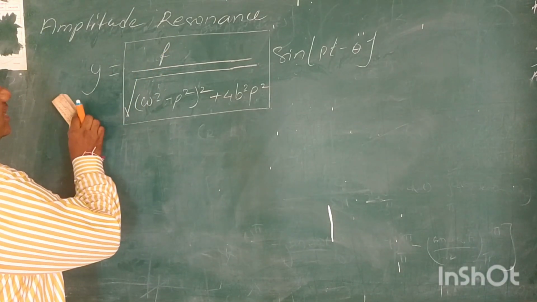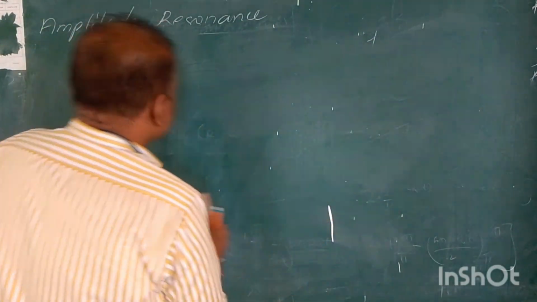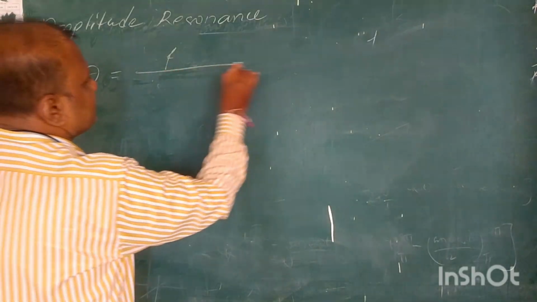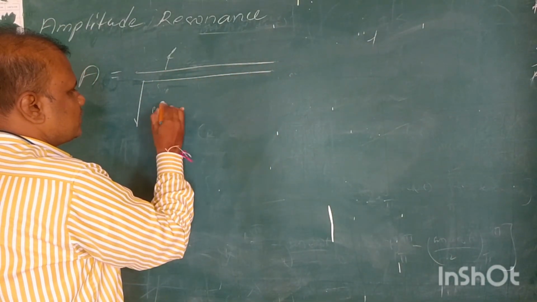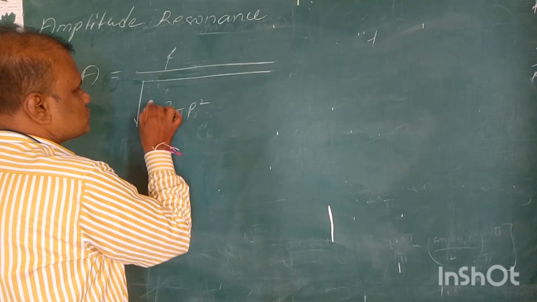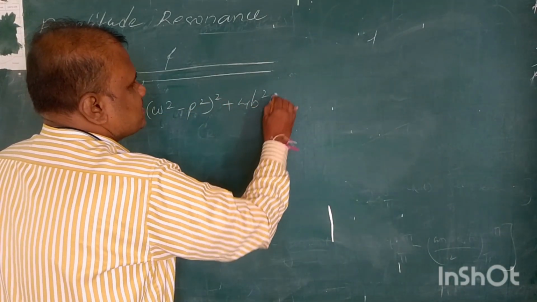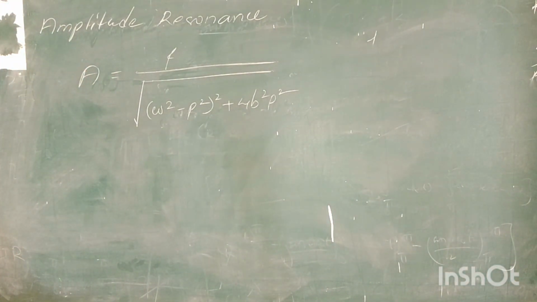So here I am going to write the expression for the amplitude of the forced oscillator. Okay, so the amplitude of the forced oscillator is given by F divided by under root of (omega square minus p square) whole square plus 4b square p square. So this is nothing but the amplitude of the forced oscillator.